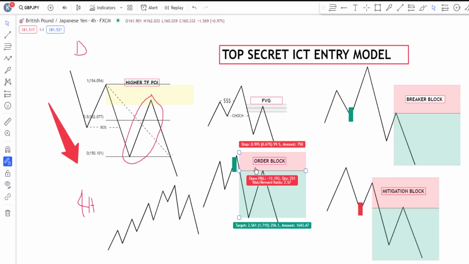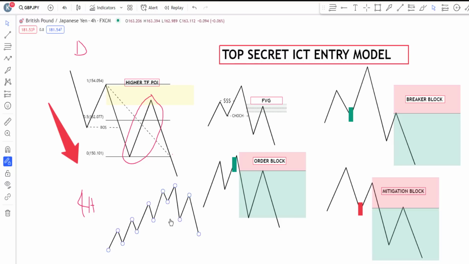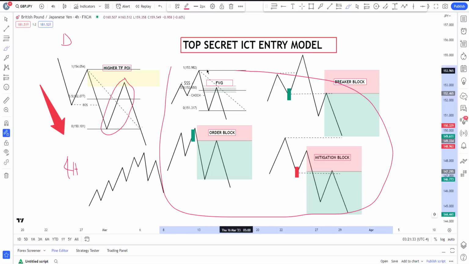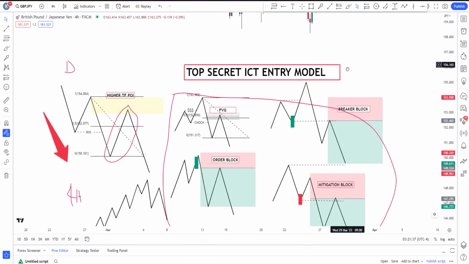This is where our 4 entry models come into reality. You can see that in this retracement, as price comes back to our point of interest, we want to see one of these patterns formed at the exact area. I'm not going to take too much theory. Let me go to the chart so I can show you exactly what I'm saying.